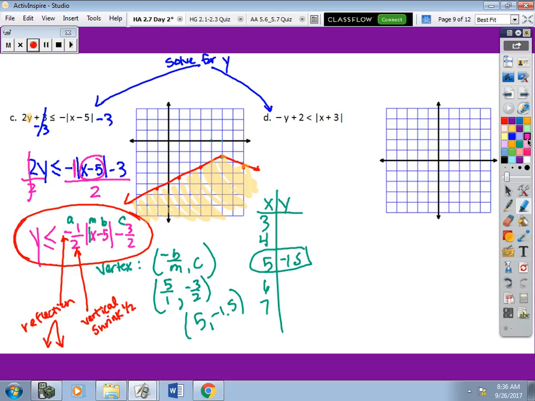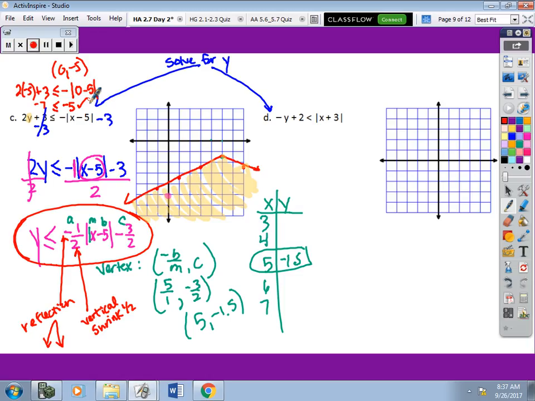And it would benefit you to probably pick a test point, just to make sure you didn't screw this one up since there's so much going on. So again, 0, 0 doesn't work, but you could pick maybe 0, -5. And I would plug that into the original one, just to be sure. So we'd have 2 times -5 plus 3 is less than or equal to negative absolute value of 0 minus 5. And so we would get -10 plus 3, which would be -7, is less than or equal to -5. And -7 is less than -5. So that would check.